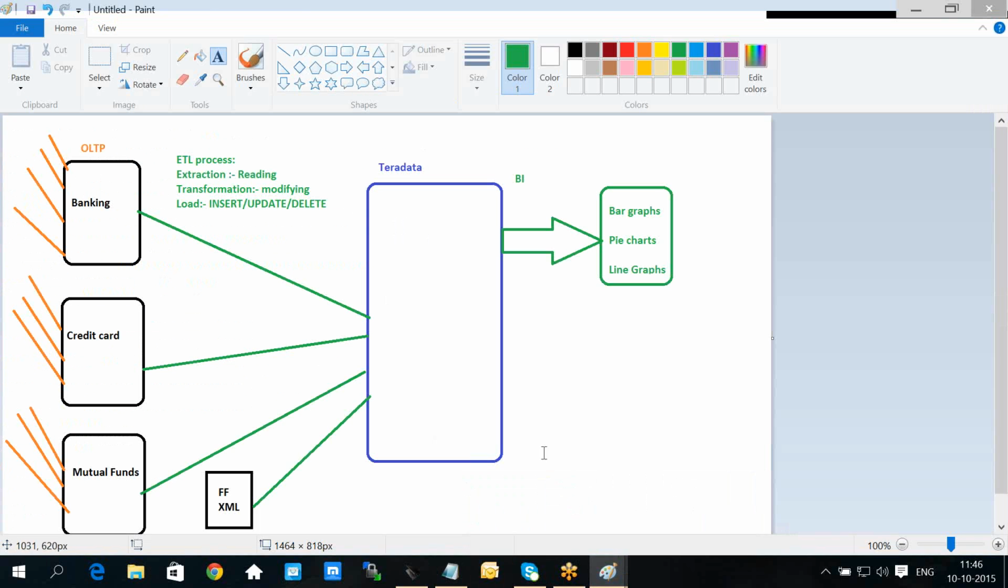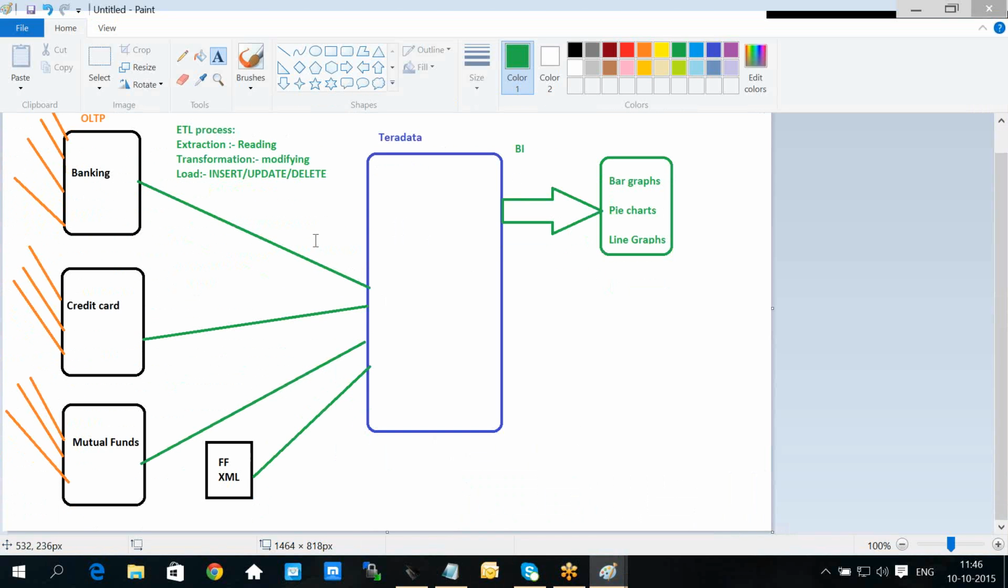So this is more about the ETL process and the BI process. Why do we need to go for a data warehouse? Why can't we analyze the data on the transactional systems? Because transactional systems have disadvantages.